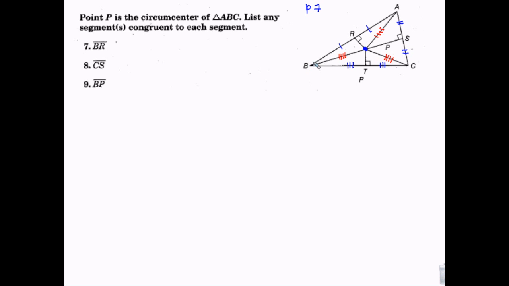So BR is right here. So the segment that's the same length as BR is RA. You can just do that right there. CS is this piece right here. So the thing that's the same length as CS is SA. And then BP is this segment here. So this is coming off of the circumcenter, so it's congruent to two other sides, PA and PC.